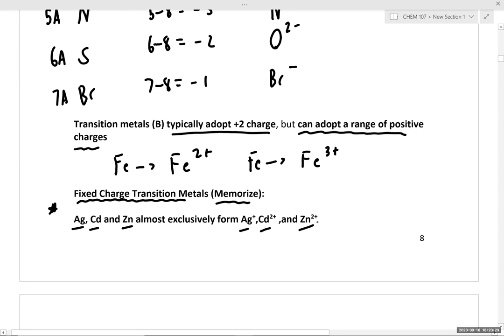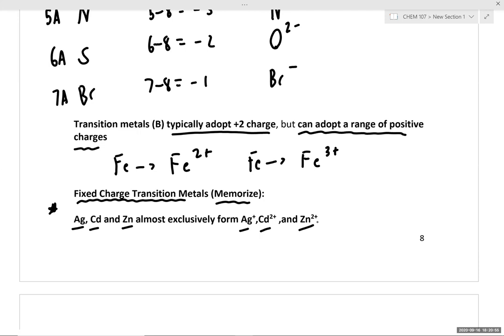These fixed charge transition metals are important to be familiar with, as they really set the stage for writing out the names and formulas for certain ionic compounds and transition metal containing compounds.